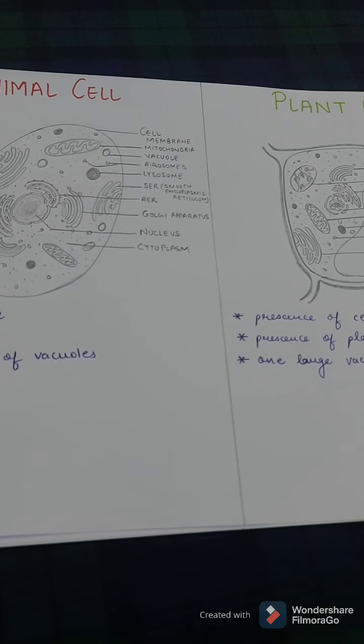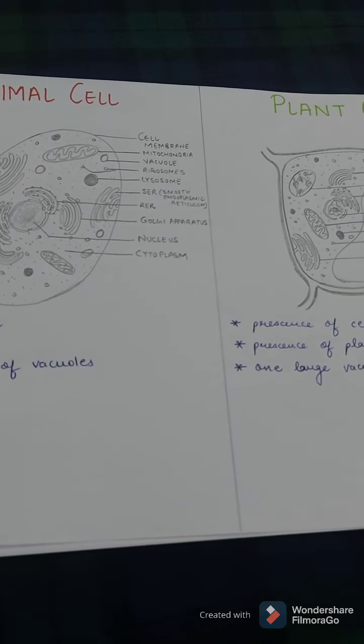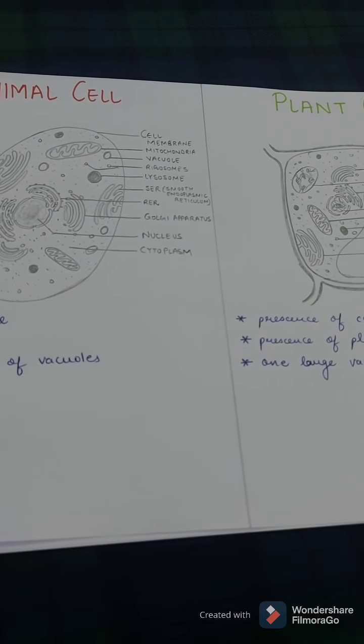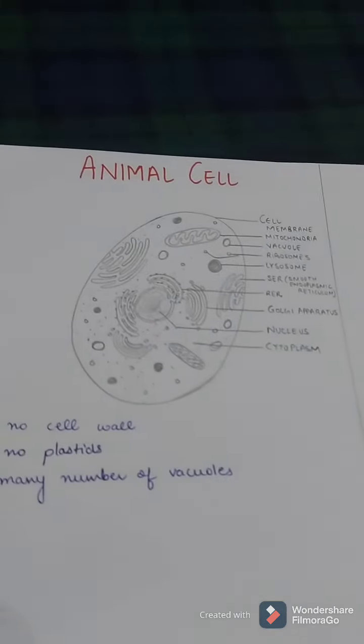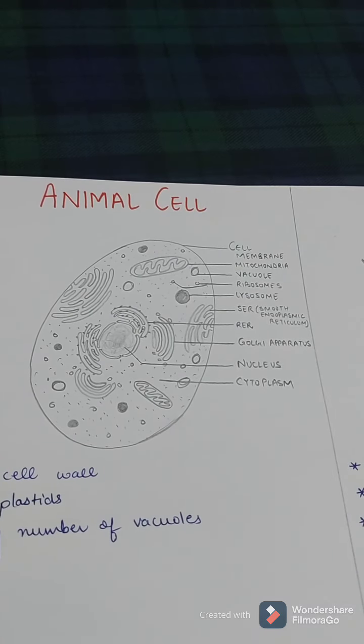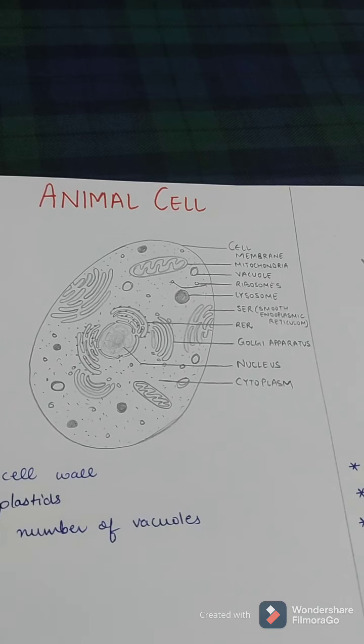Today we are going to discuss the structure of an animal cell and a plant cell. So, first of all, let us see the structure of an animal cell. As we know, animal cell and plant cell both are eukaryotic cells, and eukaryotic cells are those which have a well-defined nucleus.